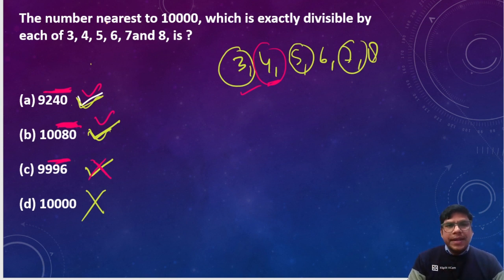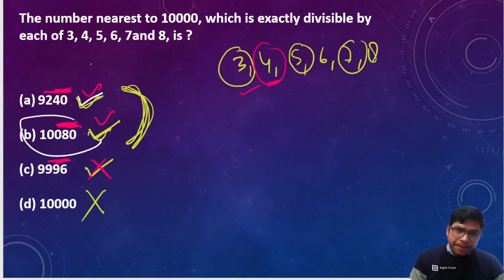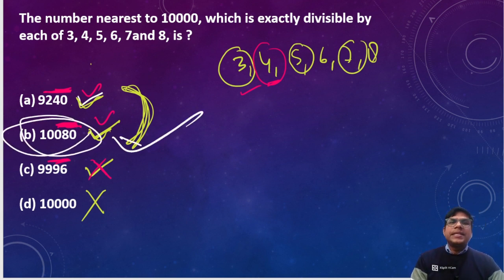What do we have to find out? We have to find the number nearest to 10,000 which is exactly divisible by these numbers. Which number out of these two options is nearest to 10,000? Nearest to 10,000 means the number may be less than 10,000 and may be greater than 10,000. So the nearest to 10,000 is B. So B is the right answer.